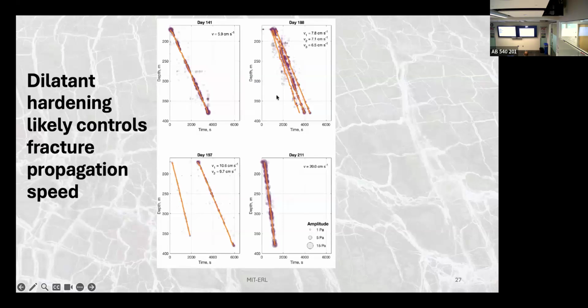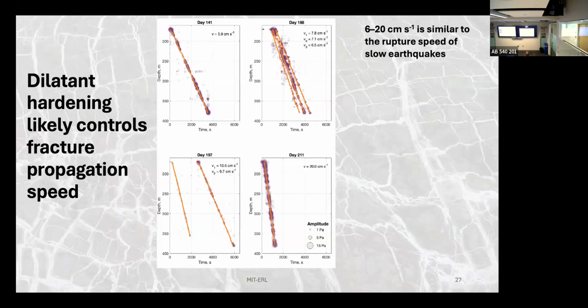And we can locate these events, which will give us a propagation speed of these fractures. And the propagation speed is in the range of 6 to 20 centimeters per second, which is similar to the rupture speed of slow earthquakes, which some of the earthquake seismologists here must be familiar with.